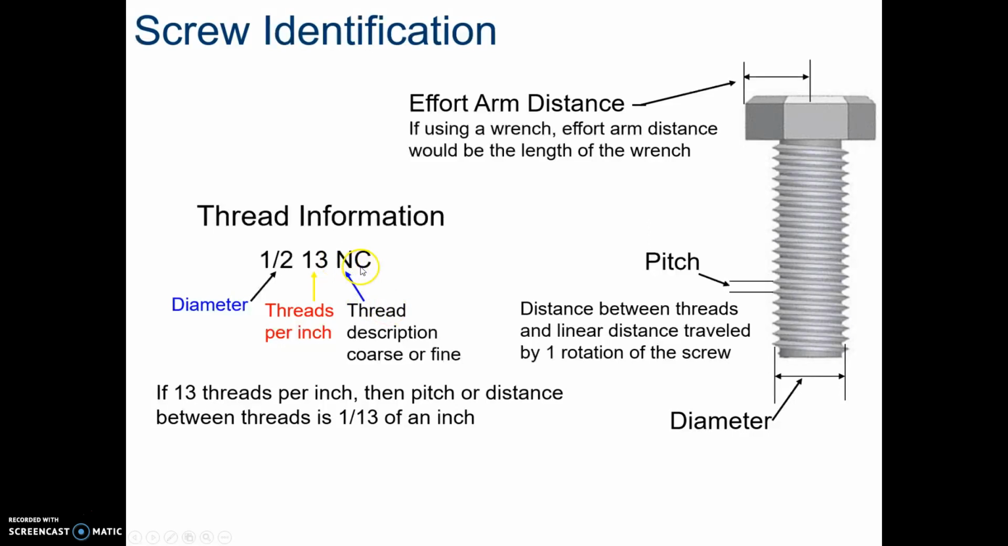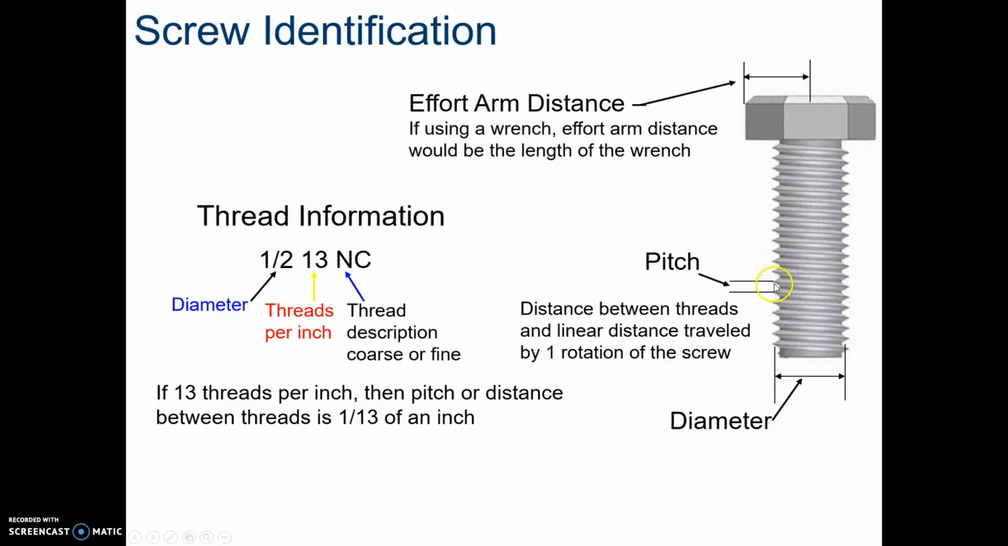NC stands for National Coarse. Of course, NF would be National Fine. And that just has to do with how many threads there are per inch. The pitch, once again, is the distance between threads and the linear distance traveled by one rotation of the screw. So for every single rotation of this bolt, the linear distance it travels would be the pitch. So here it would be 1/13 of an inch.